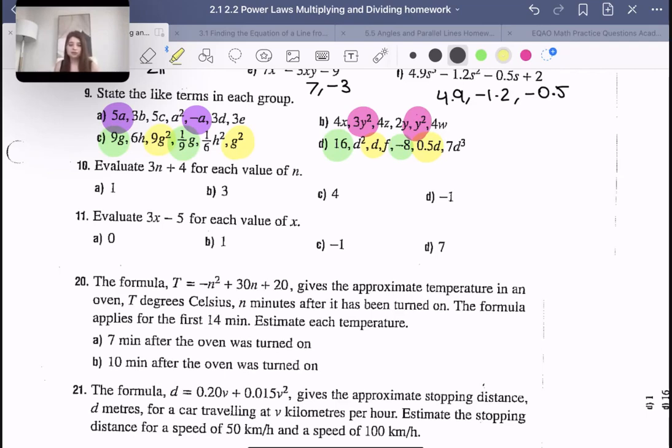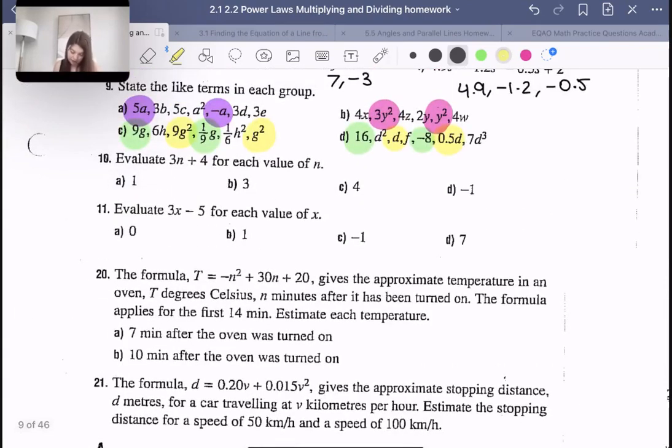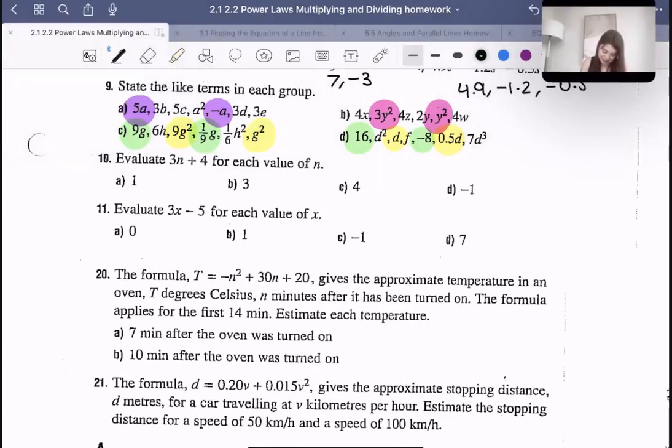Very good. All right, so let's not bother with 20 and 21 for today. Those will be questions for another day. But let's do 10 and 11 before we finish off today. Okay.